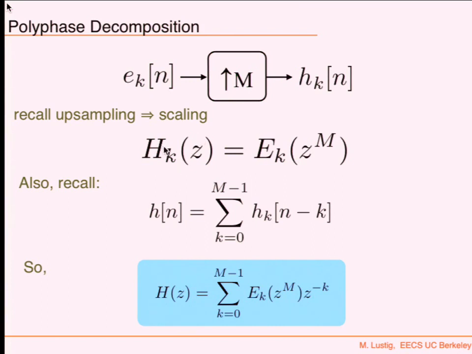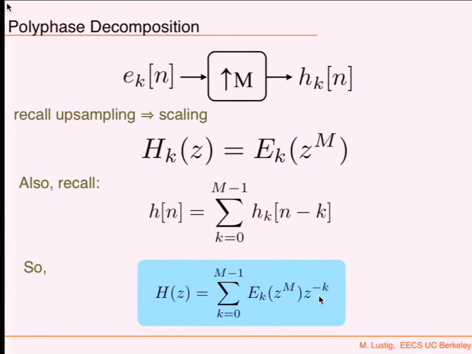Now, how do I get from all these h sub k's to h? In the time domain, I just need to sum the delayed versions of them. In the frequency domain, I just need to sum all those E sub k of z to the power of m and apply z to the minus k, which is effectively a delay. Z to the minus k in the z transform is actually a delay. So this is transformed into that.